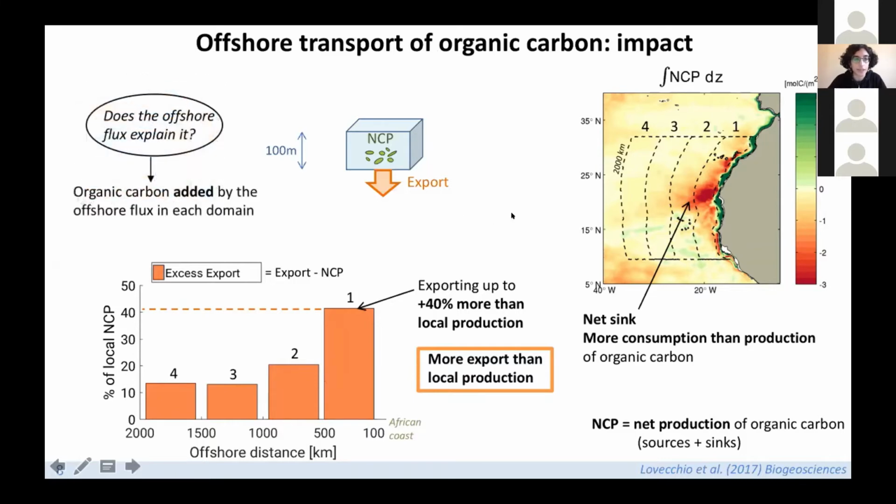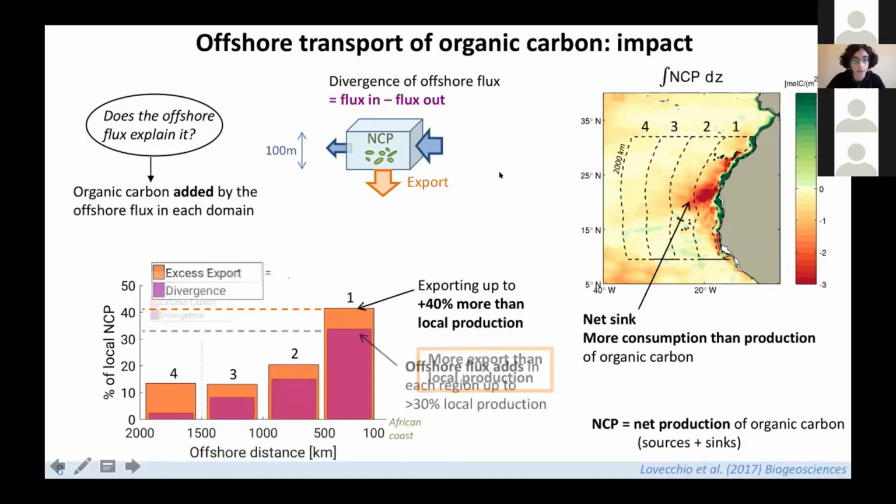Now we want to know if this can be explained by the lateral transport of organic carbon. And so an easy way to do this is to literally calculate the difference between the amount of organic carbon that enters and exits each one of these boxes. And doing this, we can see that this amount of organic carbon that gets basically released inside the box by the offshore transport can explain a great amount of this extra export from the euphotic layer to below, adding up to 30% of the local production in the box closest to the coast, and then going down.